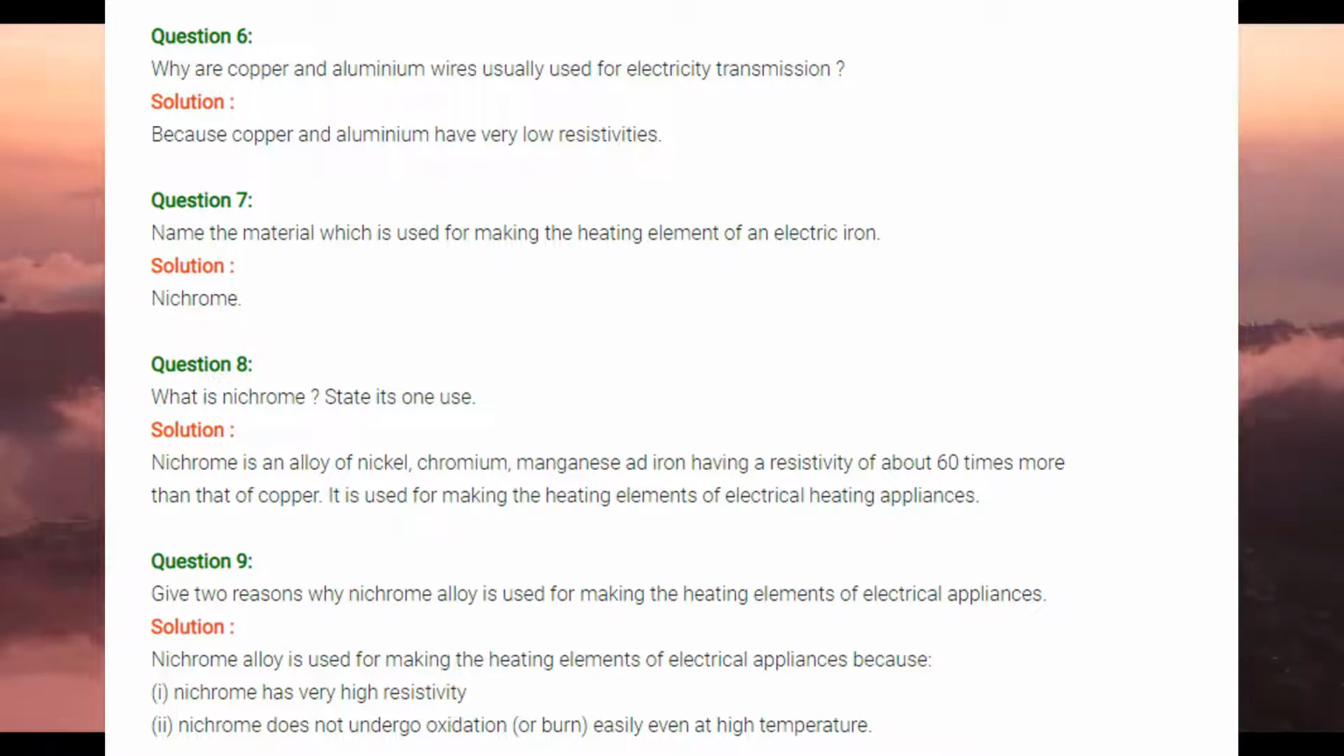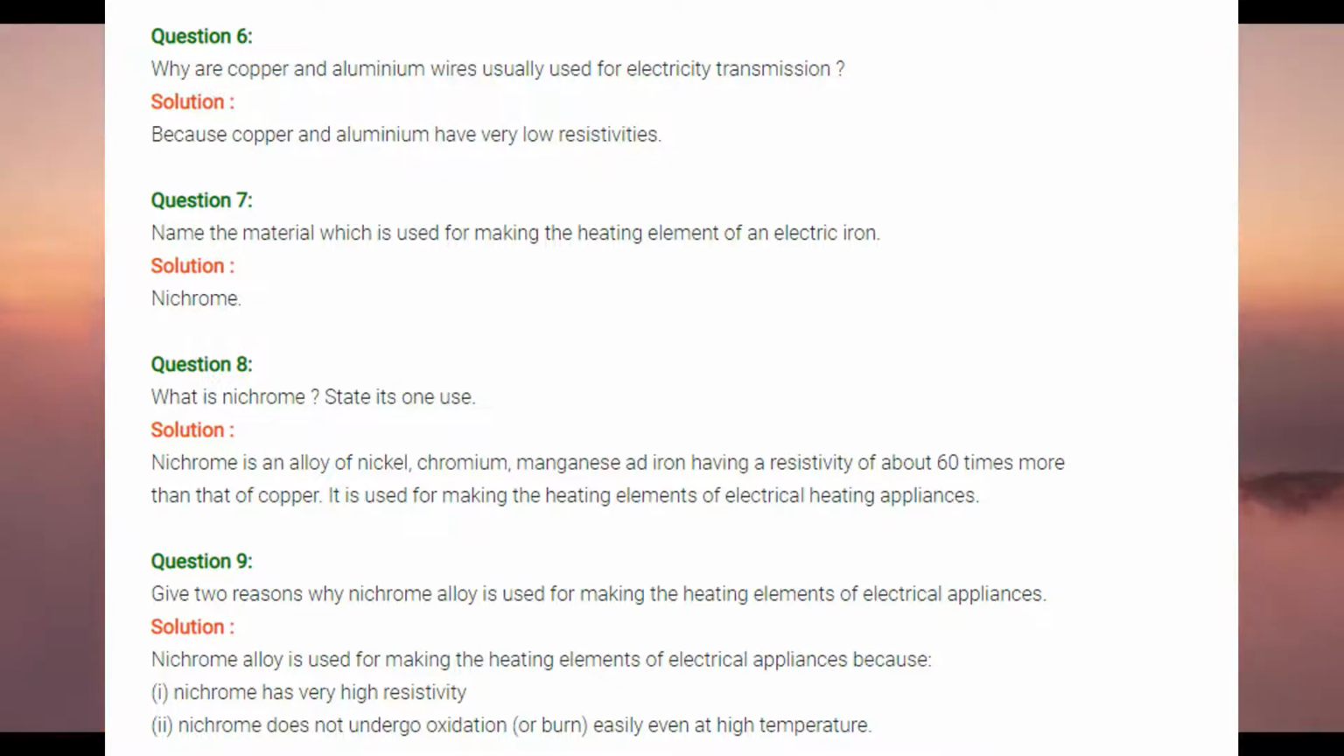Question 8. What is nichrome? State its one use. Solution: nichrome is an alloy of nickel, chromium, manganese and iron having a resistivity of about 60 times more than that of copper. It is used for making the heating elements of electrical heating appliances.